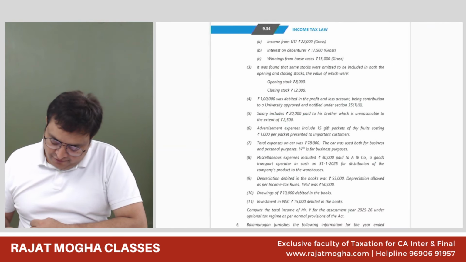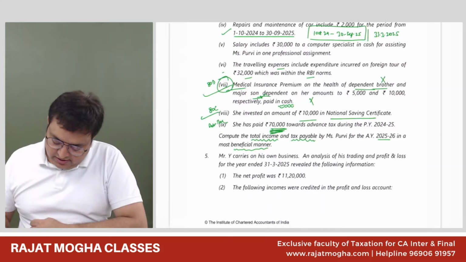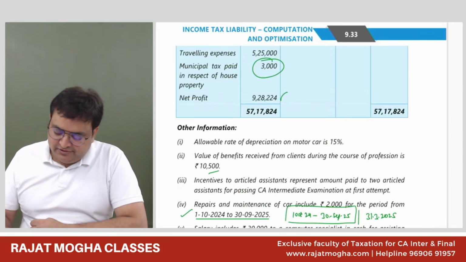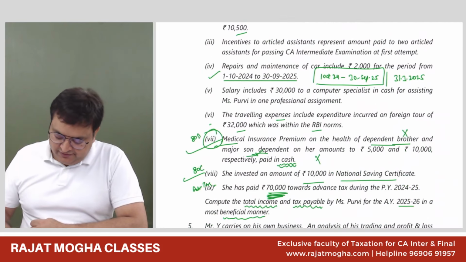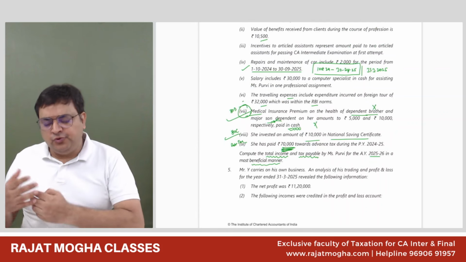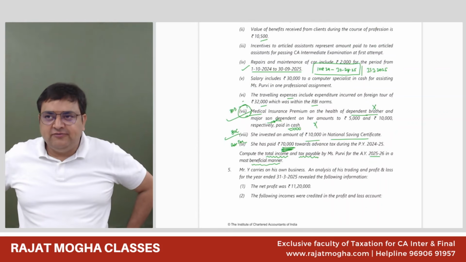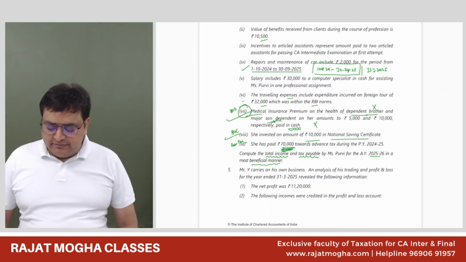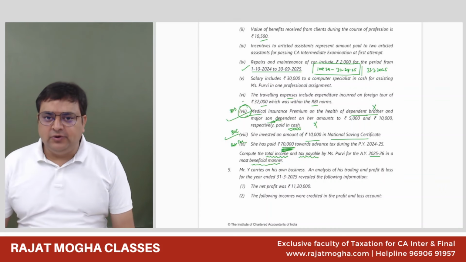As homework, if you want to try now, please try question number 5 today. This is page number 9.33. Try this question number 5 yourself. Then we'll take some more questions. Two more days we'll take the total income questions. I have to touch AMT also in one of the total income questions.